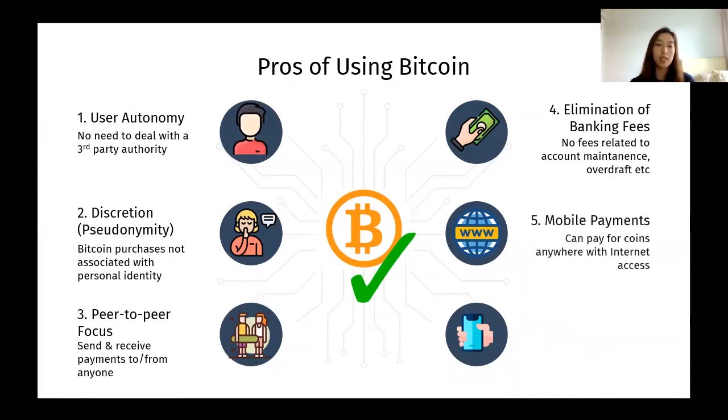And then mobile payments. So just like any online payment system, Bitcoin users can pay for their coins anywhere with internet access. So this means that purchasers will never have to travel to a bank or a store to buy a product. And lastly, we have accessibility. Because users can send and receive Bitcoin with just a smartphone or computer, Bitcoin is theoretically available to a population of users without access to traditional banking systems, credit cards, or other modes of payment.